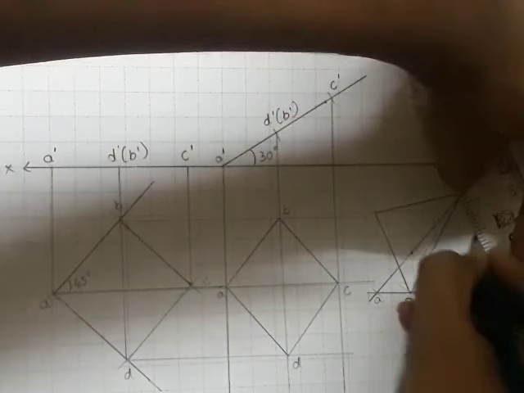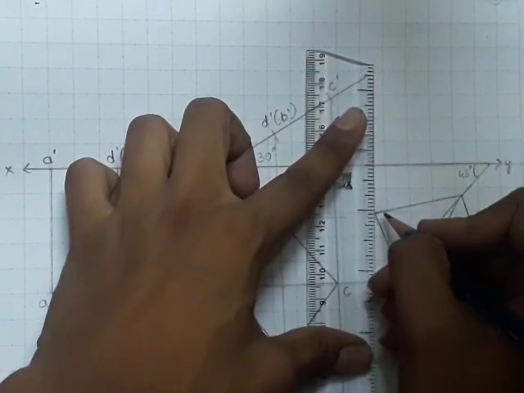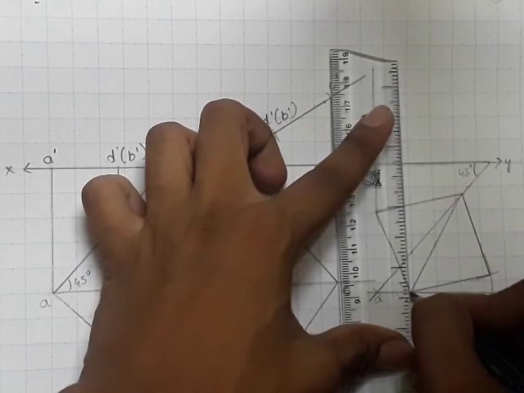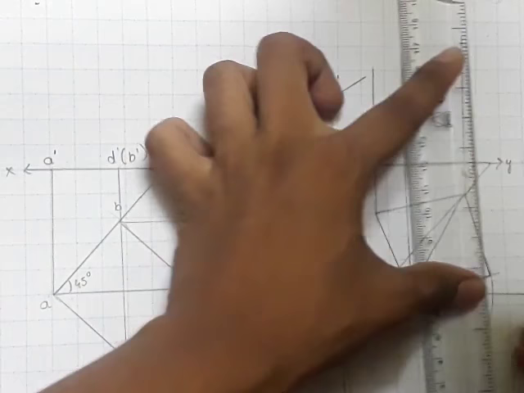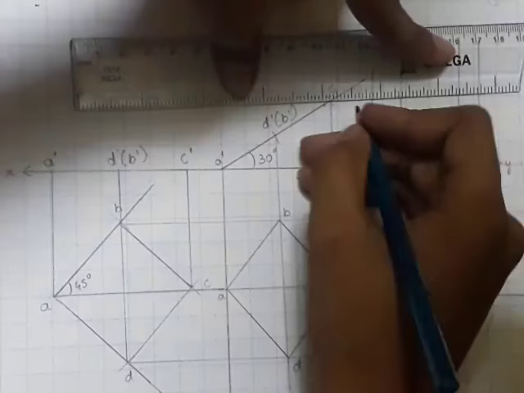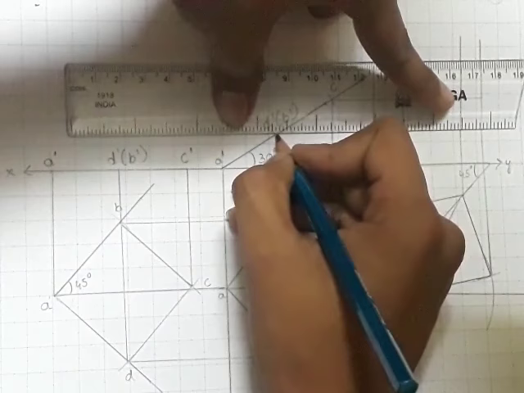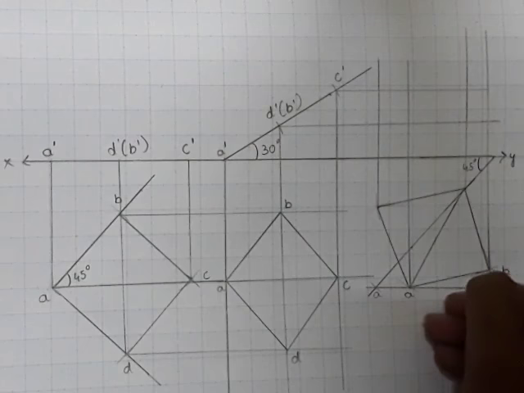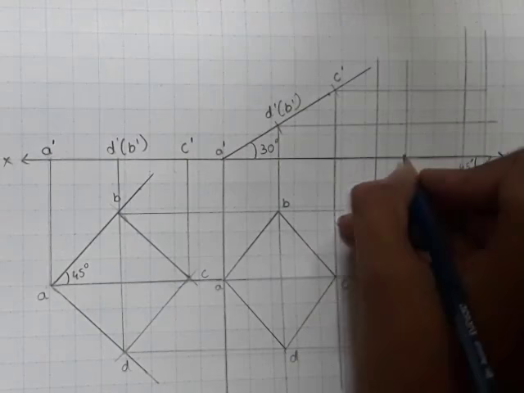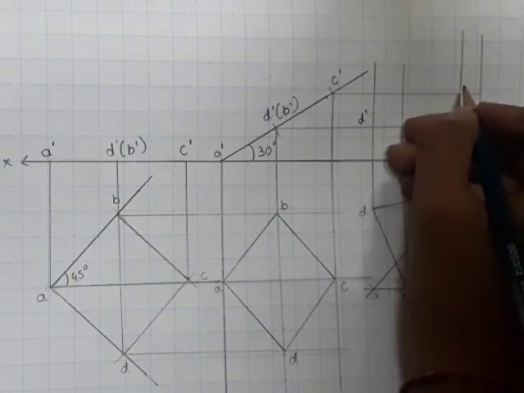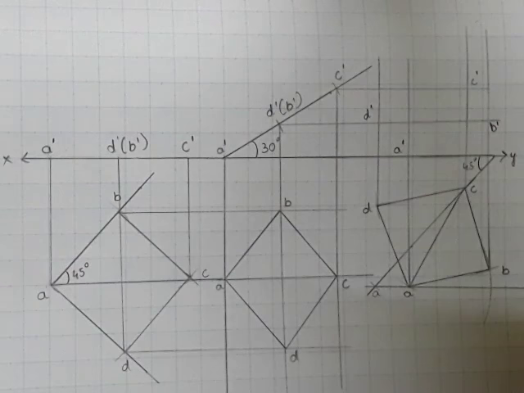Drawing the projectors upwards. This is B, this is C, and this is D. In step 3, this is my A dash, D dash, C dash, and B dash. Now joining A dash, D dash, C dash, and B dash.